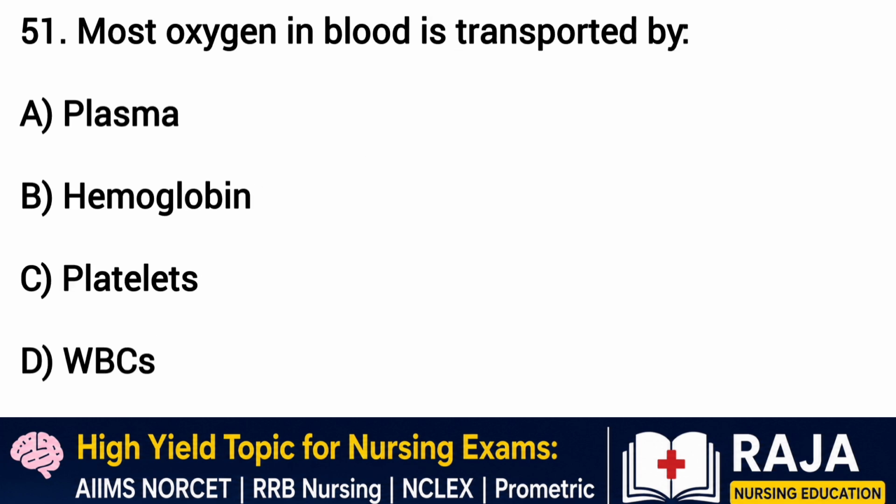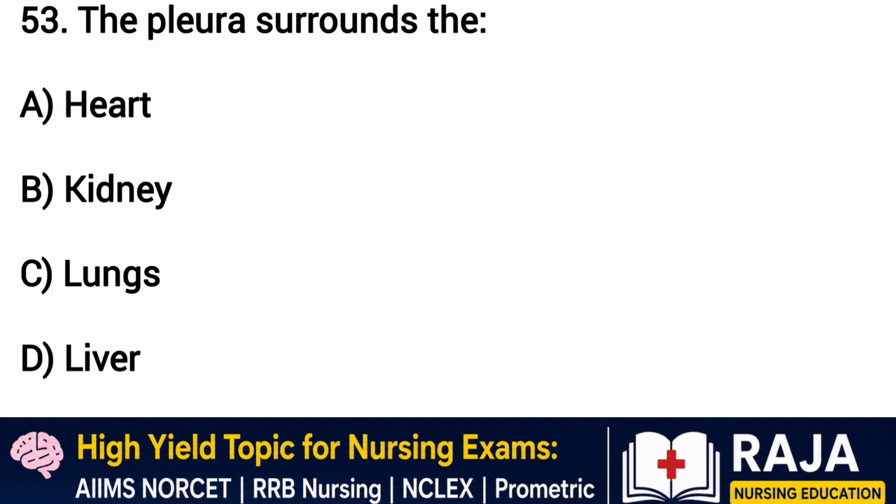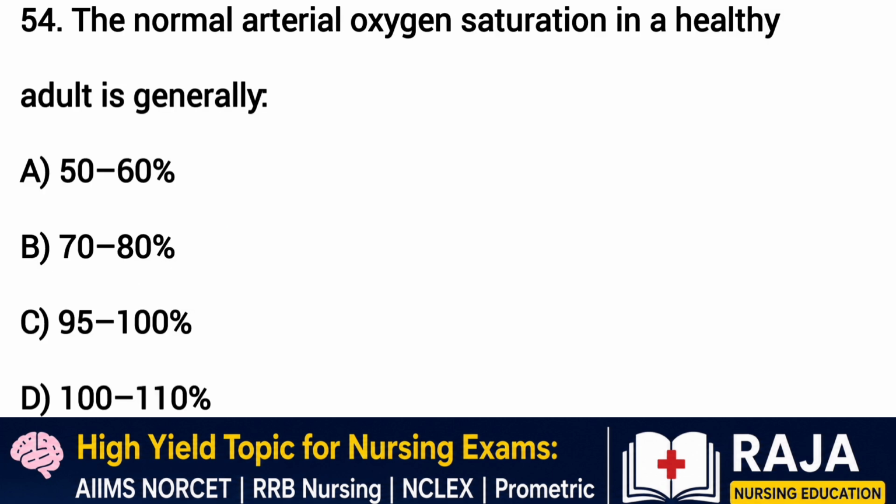Most oxygen in blood is transported by. The answer is B. Hemoglobin. Most carbon dioxide is transported in blood as. The answer is B. Bicarbonate ions. The pleura surrounds the. The answer is C. Lungs. The normal arterial oxygen saturation in a healthy adult is generally. The answer is C. 95 to 100%.